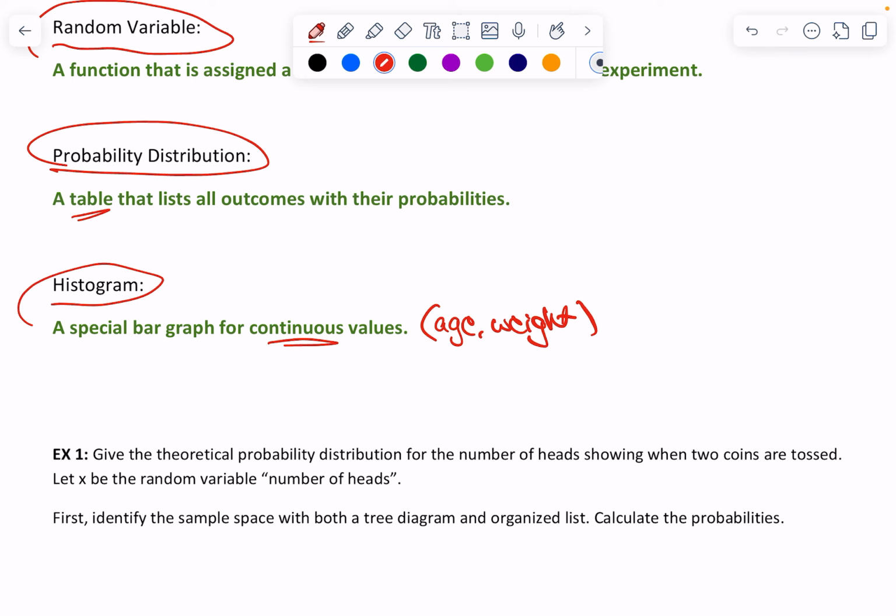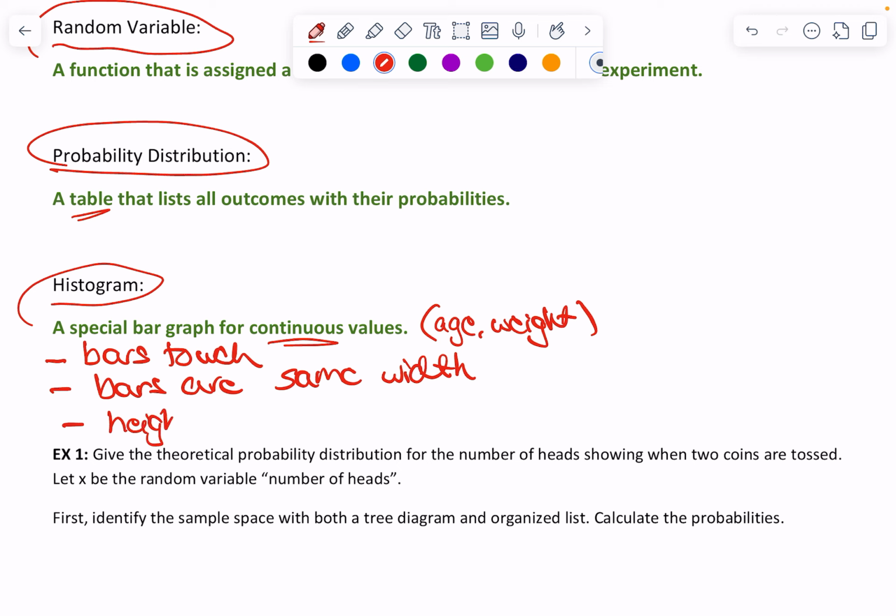Now, for a histogram, the bars touch each other because it is a continuous value. They have to touch. And the bars are the same width to make sure that it's easy to read. And the heights of bars are determined by the probability.